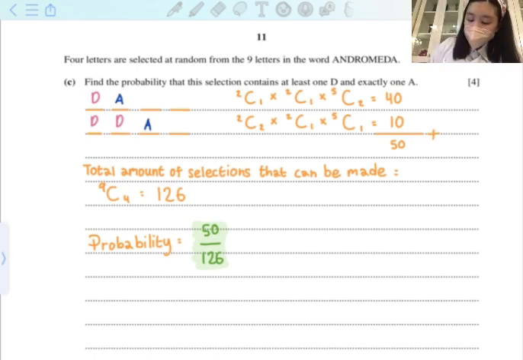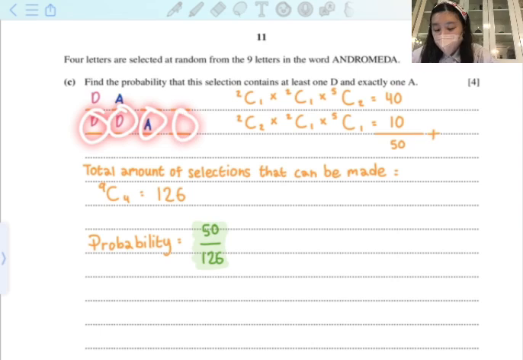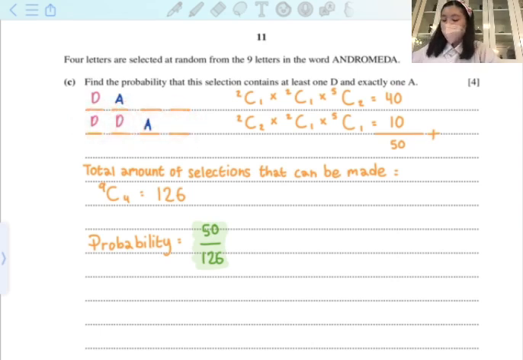And let's say your second selection over here, you take 1 D, take another D, and then you take 1 A. So the rest over here is just free space. So 2 choose 2 times 2 choose 1 times 5 choose 1 equals 10. Now you total them together and you get 50.